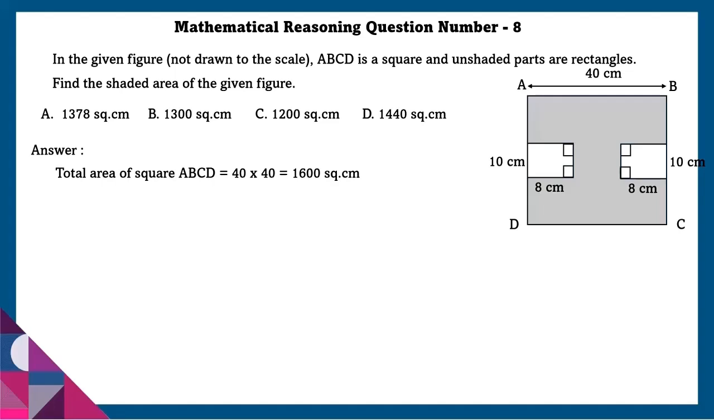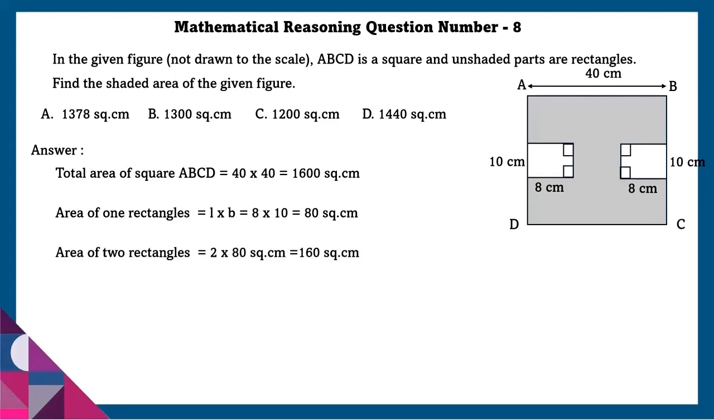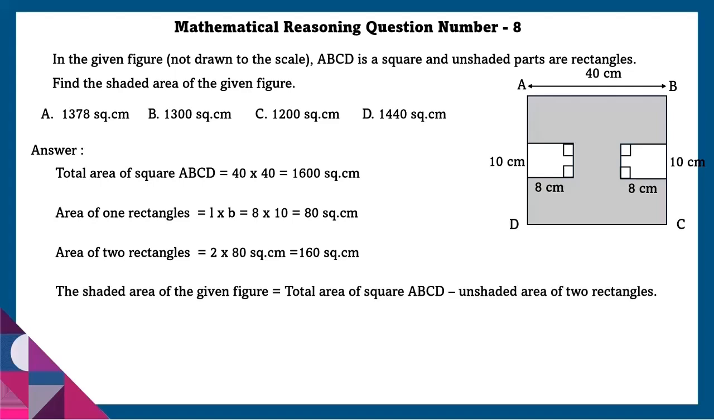Total area of square ABCD is equal to 40 into 40, which is equal to 1600 square centimeters. Area of one rectangle is equal to length into breadth, which is equal to 8 into 10, which is equal to 80 square centimeters. Area of the two rectangles is equal to 80 into 2, which is equal to 160 square centimeters. Now, the shaded area of the given figure is equal to total area of the square ABCD minus unshaded area of those two rectangles we just now found out, which is equal to 1440 square centimeters.